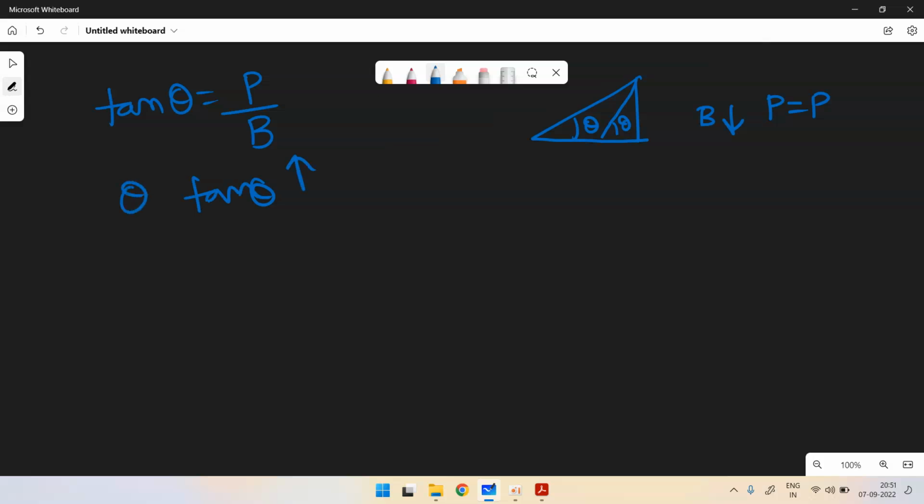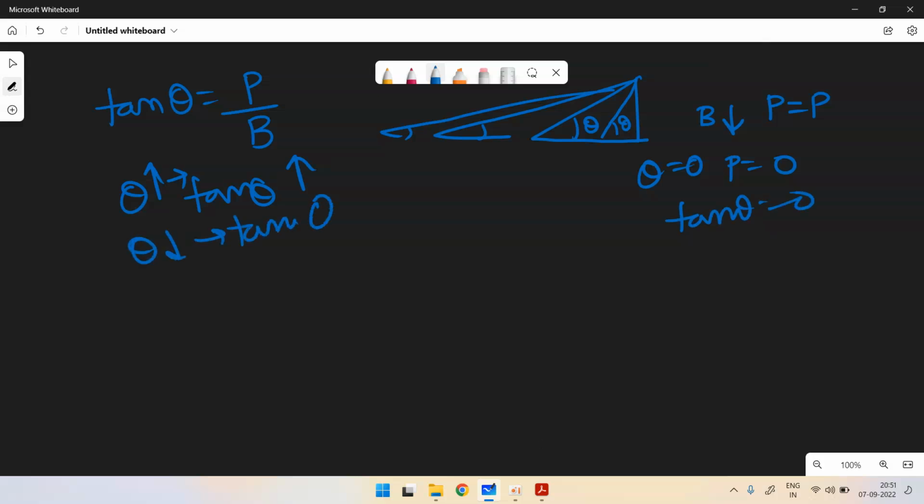That is, if theta increases, tan theta increases. And if I move beyond this theta, there will be a point where p equals 0 for theta equal to 0. So for theta equal to 0, p equals 0, which implies that tan theta becomes 0. So if theta decreases, tan theta decreases, and if theta equals 0, tan theta will be 0.